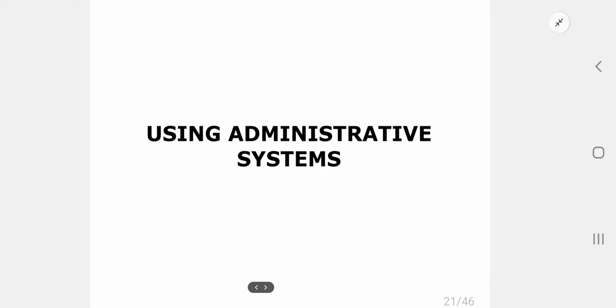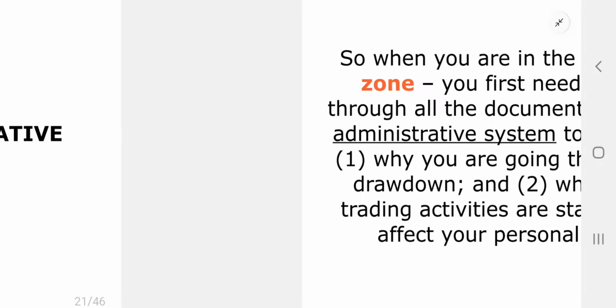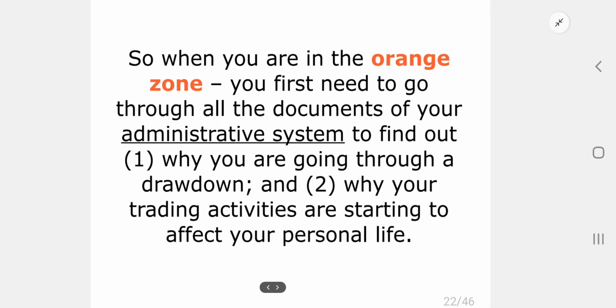Using administrative systems. So, when you are in the orange zone, you first need to go through all the documents of your administrative system to find out, number one, why you are going through a drawdown, and number two, why your trading activities are starting to affect your personal life.